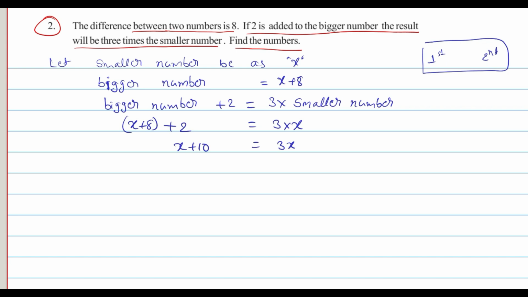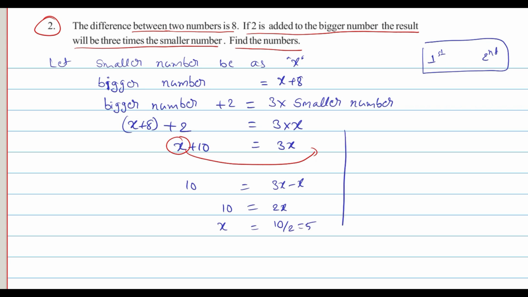Now we have a linear equation in one variable in which we have the variable on both sides. So we need to transpose the variable terms to one side of the equation. On the LHS we have x. This plus x, if I transpose it to the other side of the equation, becomes negative. So we can write this equation as 10 is equal to 3x minus x, which is 2x. 2x is equal to 10. From this, x is equal to 10 by 2, which is 5.